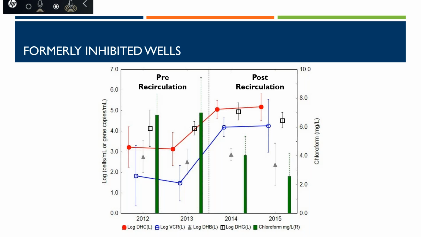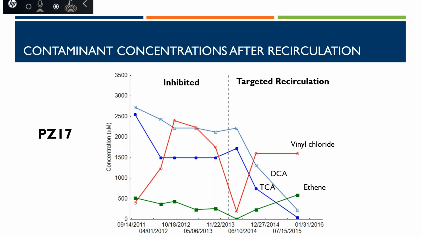The green bars show that the chloroform concentrations decreased from around 8 milligrams per liter in this area to about 4, and then down to about 2.5. Staphylococcus and vinyl chloride reductase gene concentrations also increased by 2 to 3 orders of magnitude. So what impact did it have on contaminant concentrations in that former area?